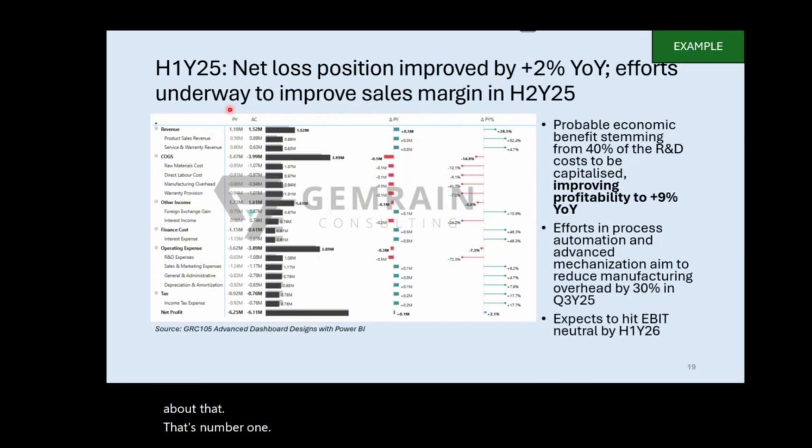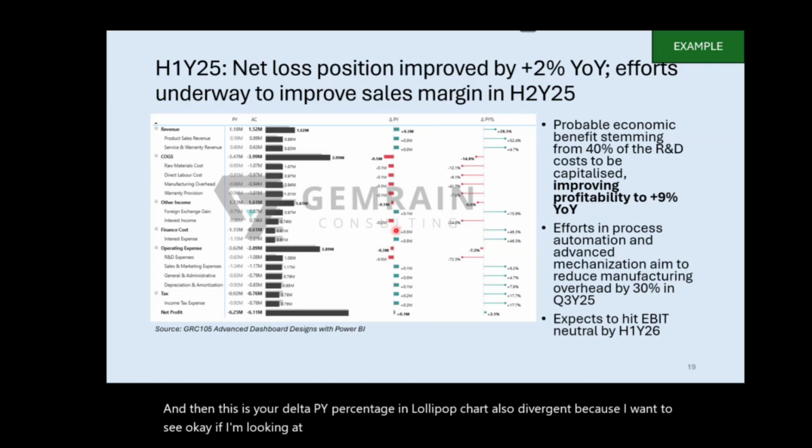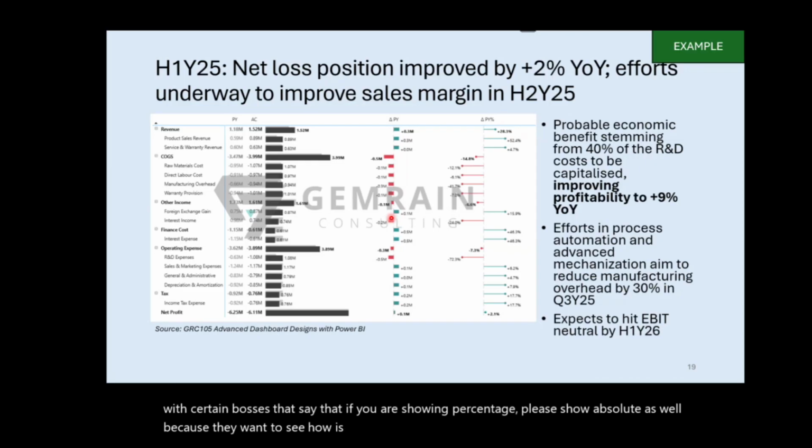Year-to-date performance is visualized using bar charts over here. Variances are shown in divergent bar charts, which is here. This is your delta PY absolute. And then this is your delta PY percentage in a lollipop chart, also divergent, because if I'm looking at minus 0.2 million, I want to see how much it is in percentage. I have worked with certain bosses who say that if you are showing percentage, please show absolute as well, because they want to see how it is related.